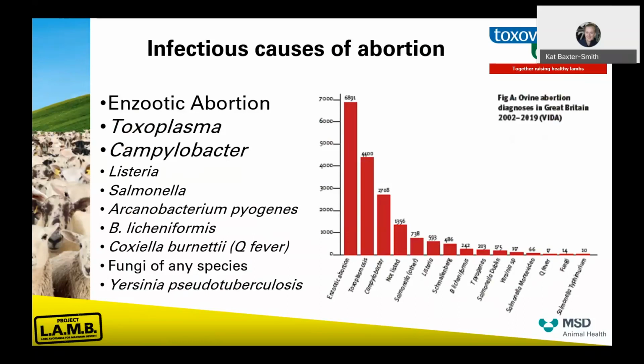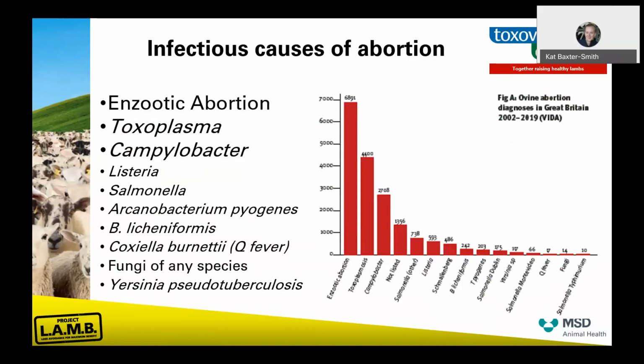Toxo is second, and actually I think toxo is probably a lot more common than this, but toxo has more of an insidious onset. You may get an abortion here and there, you may get some barren or empty ewes, you may get some weak lambs born, but it's not quite so dramatic as enzootic abortion. So farmers are more likely to put it down to bad luck and less likely to send in samples, so the diagnosis rate here is lower.